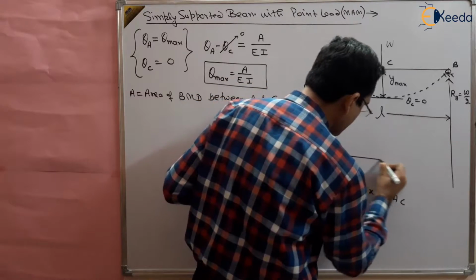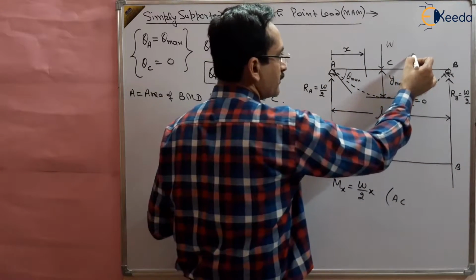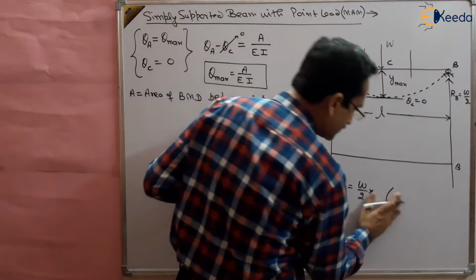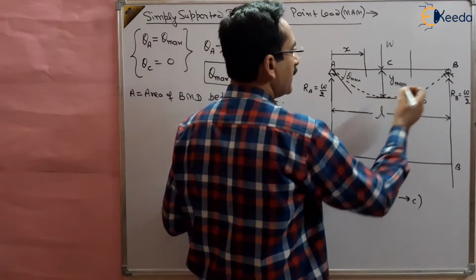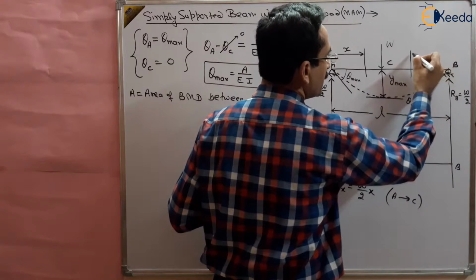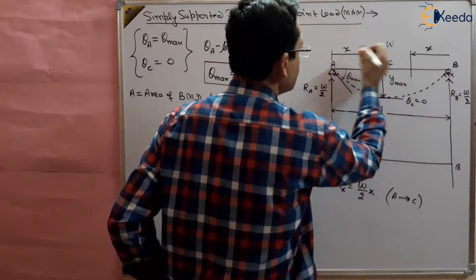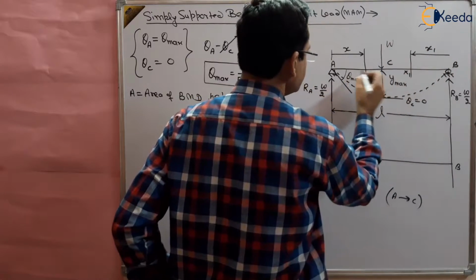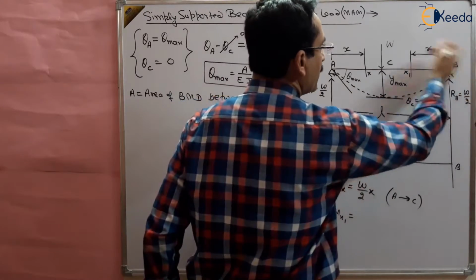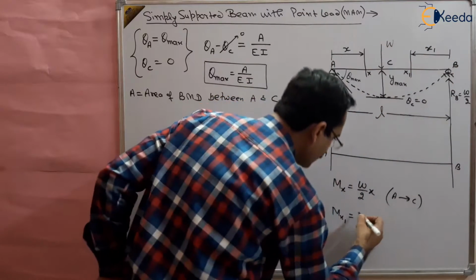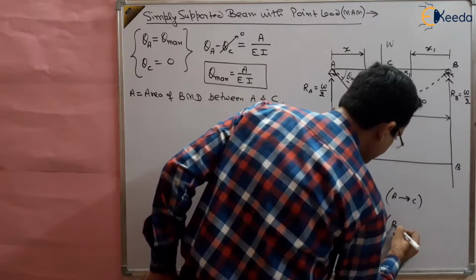So another, we have to take the section here. Because there is another load, we have to take one more section here, and we can take to the right of the section. This is MX1. So MX1 will be equal to the moment of this W by 2 about X1, again W by 2 times x, and this is valid between B to C.